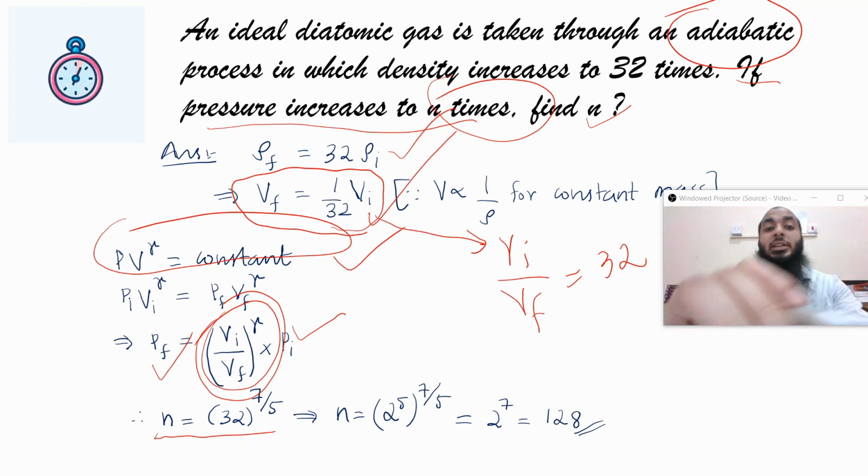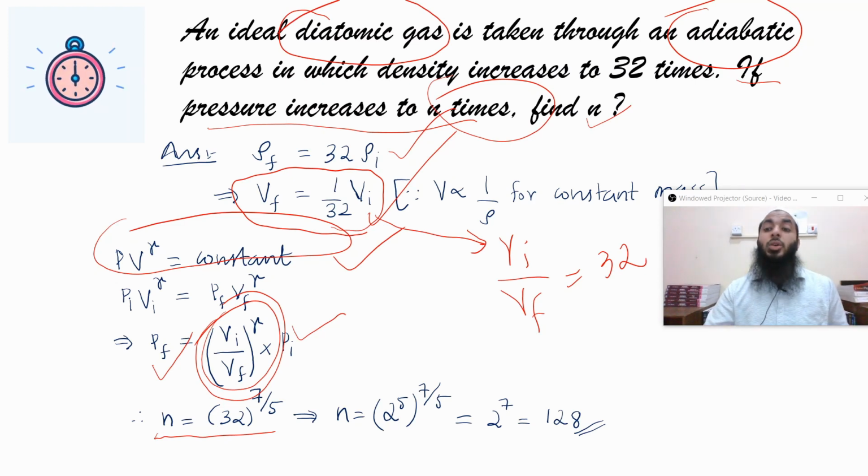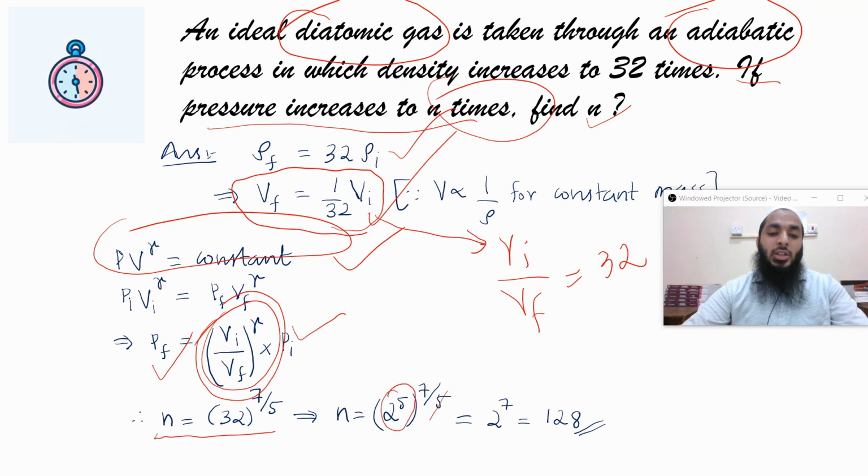And gamma: it's a diatomic gas. For a diatomic gas, you have to remember gamma is equal to 7 by 5. So substitute 7 by 5. Now 32 is equal to 2 raised to 5, so this 5 and this 5 will get cancelled. You will be left with n is equal to 2 raised to 7. So 2 raised to 7 is nothing but 128.